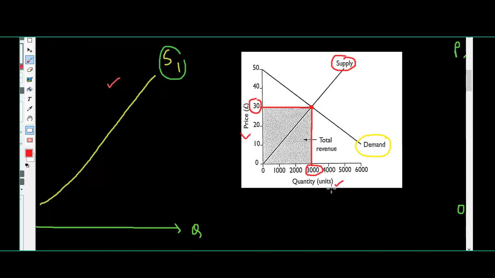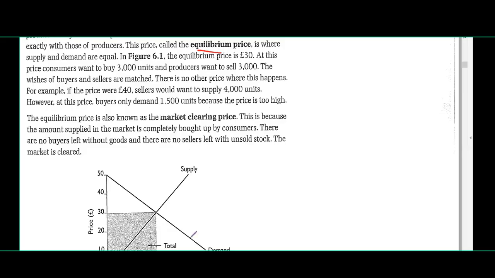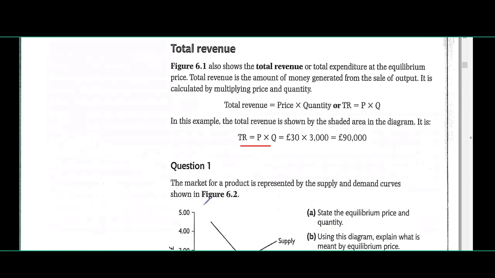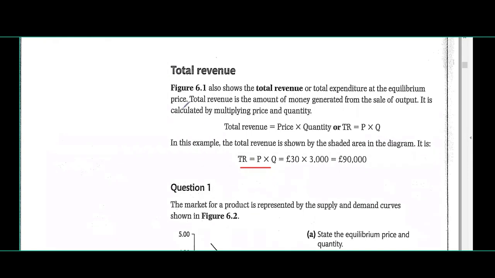So it should be very easy for you to understand. Now, from equilibrium price and quantity, we need to learn another thing. It's called the total revenue. To find this out, we'll see it both mathematically and diagrammatically. First of all, the formula for total revenue is price multiplied by quantity. That means total revenue is equal to P multiplied by Q. Whatever the equilibrium price and the equilibrium quantity are, if we multiply them, we'll get the total revenue.